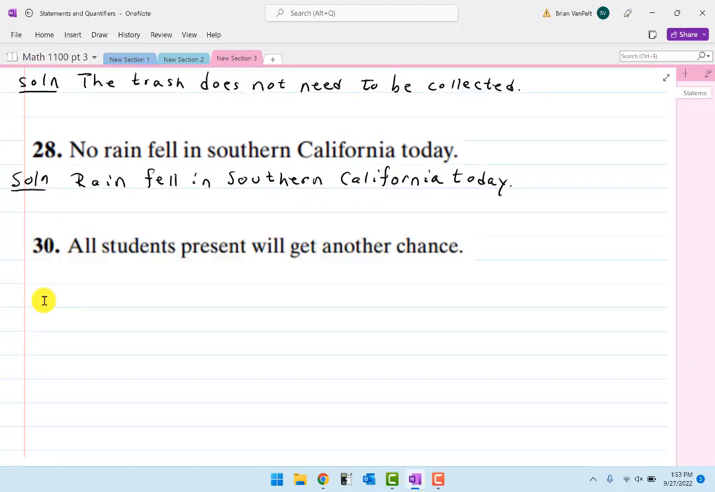All right, this is a different kind of problem here. When we think of all students, we want to think of the negation of that as none, and that's not true. The negation of all is at least one of. So if I say all students will do something, the negation of that is at least one student will not do something. So let me write it. At least one student present will not get another chance.